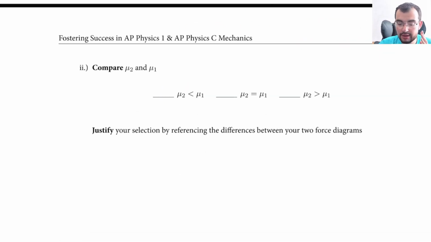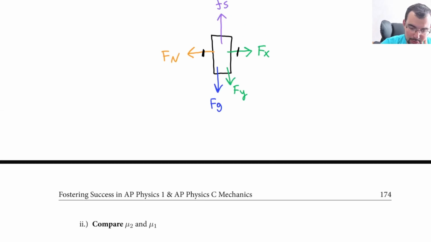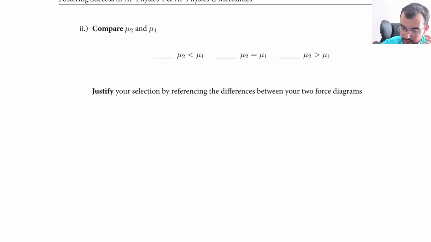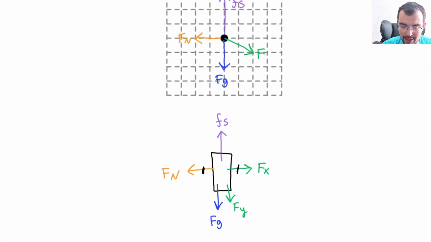All right, what do we think about the coefficient? Do we need a bigger friction coefficient or smaller coefficient to stick the book to the wall in this scenario? We have to justify by referencing the differences between the two force diagrams. So this is a hard one. This is one of the harder comparisons I make you do. It's more clear if we look at the diagram.